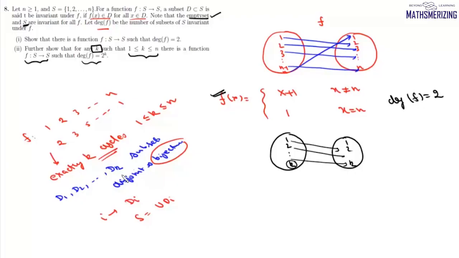Now each invariant subset of this function will be a union of some Di's. In how many ways can you find a union of Di's? So for any subset, for each Di, we have two options. So for D1, we have two options. For D2, we have two options. And for Dk, we have two options. So the total number of such invariant subsets will be simply 2 to the power k. That means degree of f will be 2 to the power k. So there exists a function f from S to S such that degree of f is simply 2 to the power k.